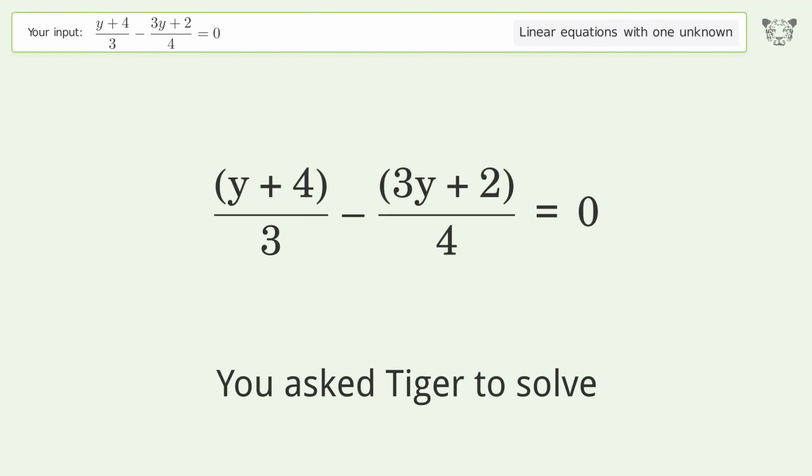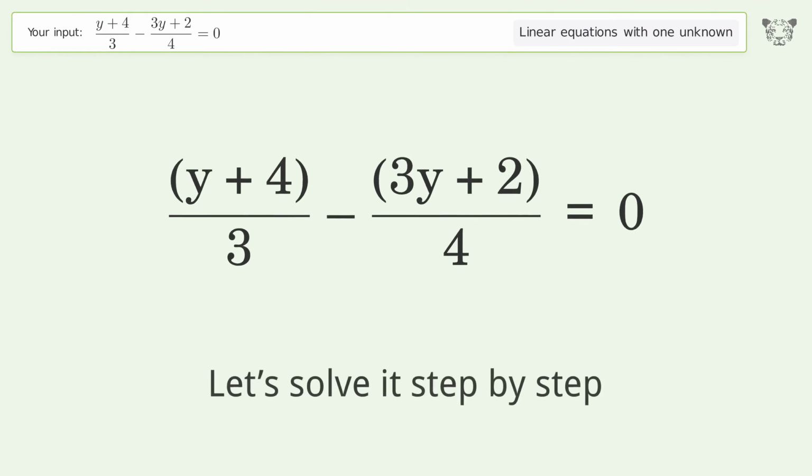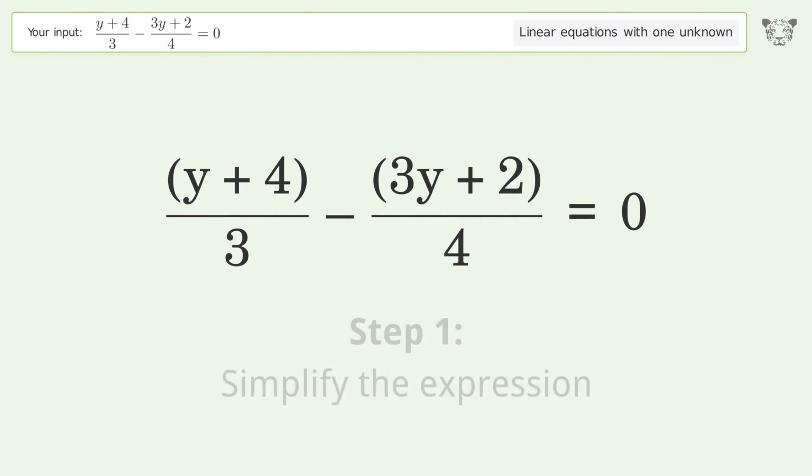You ask Tiger to solve. This deals with linear equations with one unknown. The final result is y=2. Let's solve it step by step. Simplify the expression. Break up the fraction.